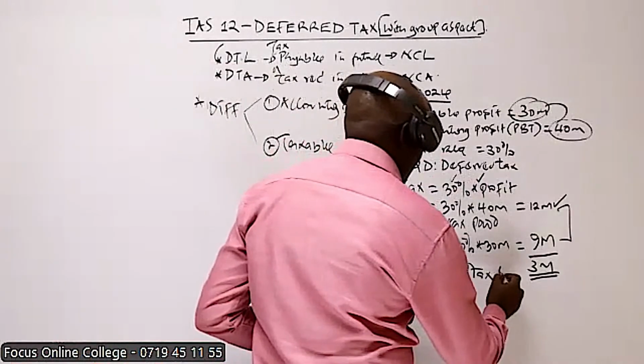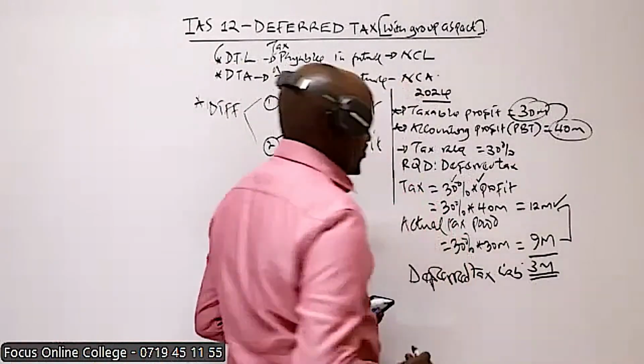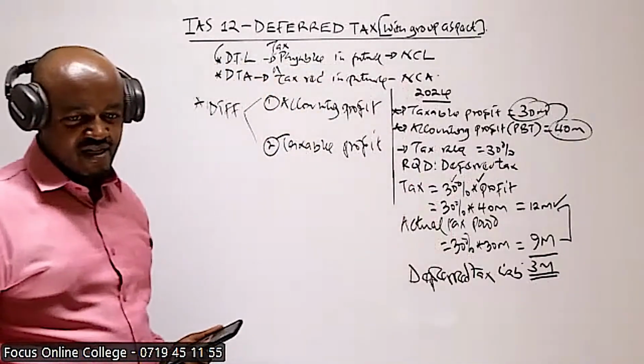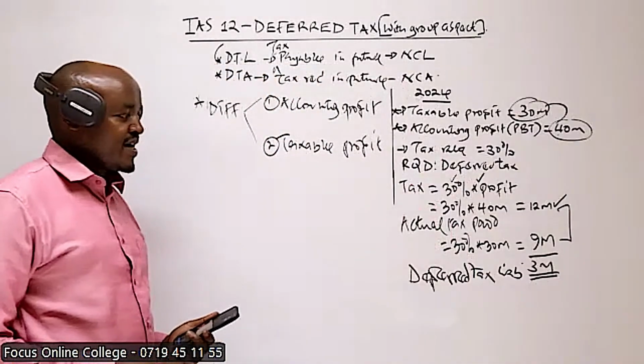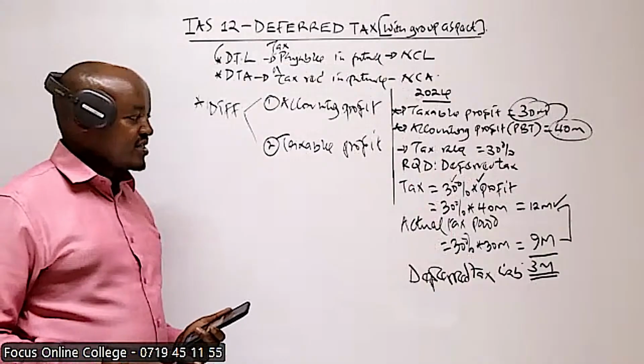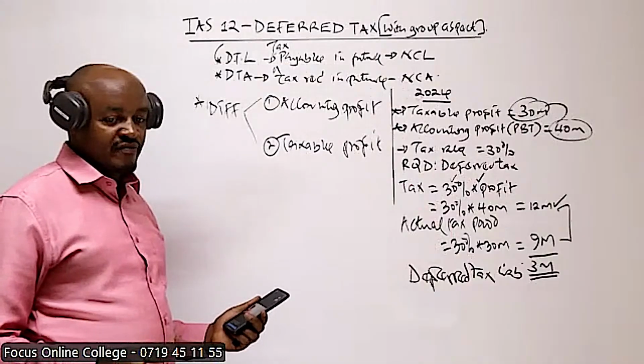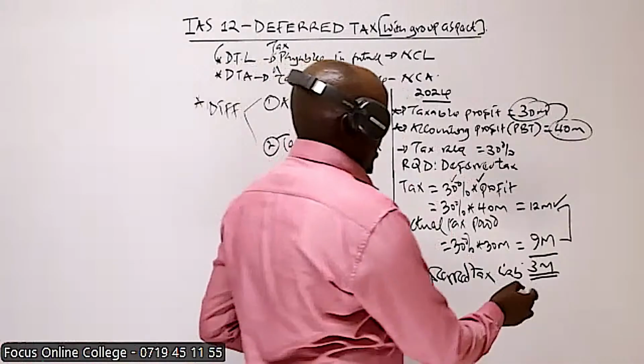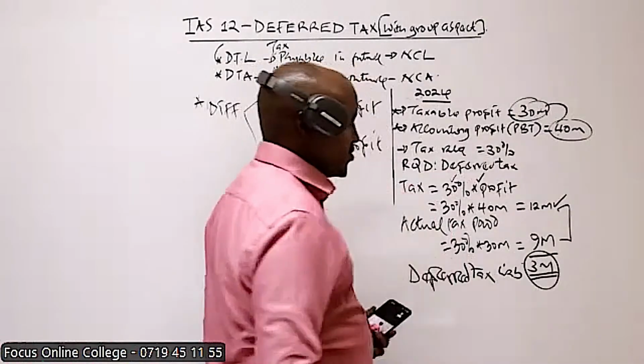A deferred tax liability is a tax the company was supposed to pay during the current year, but because the taxable profit is less than the accounting profit, this tax has been deferred, and basically it will be paid in the future.